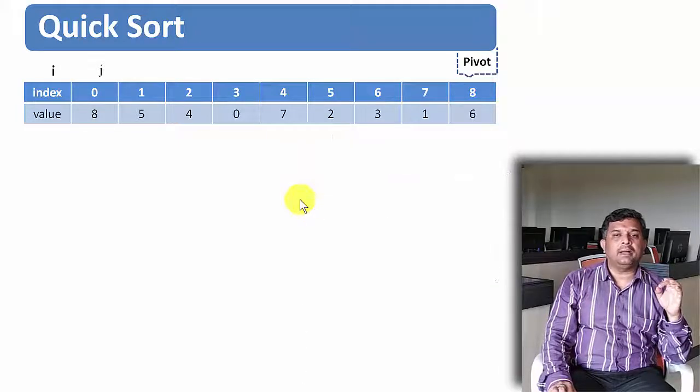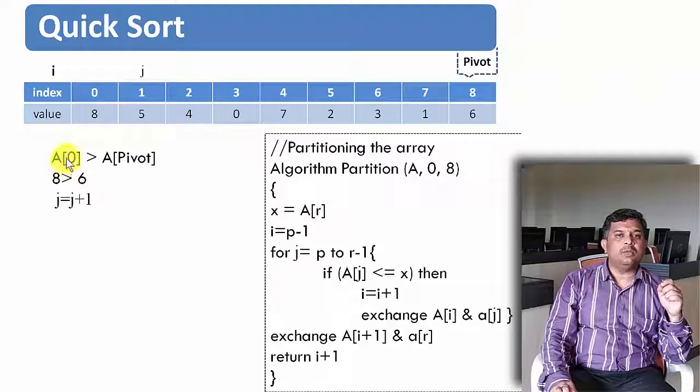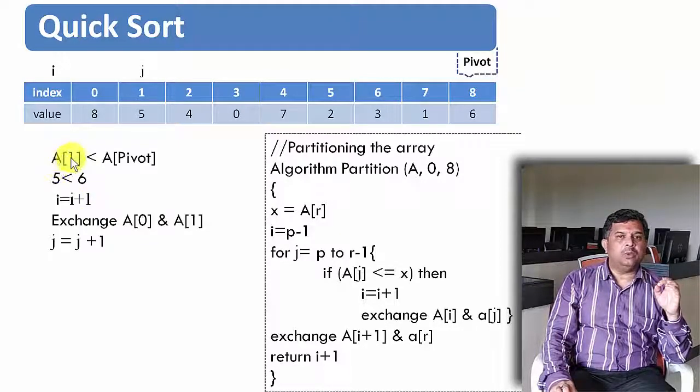Now after calling the partition algorithm, we will be getting this particular data. Here we are going to check A[0] and the pivot element. Here the A[0] value is 8 and the pivot value is 6. So 8 is greater than 6. So we are going to increment j by 1. The next is A[1], whose value is 5, and the pivot value is 6. So 5 is less than 6. What am I going to do?